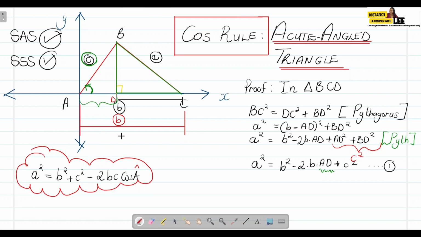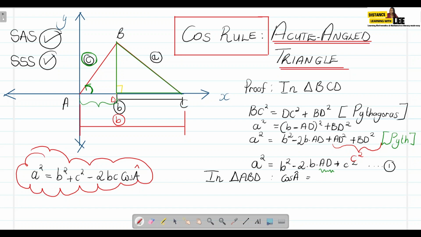Right? And that will help us to determine the length of our side AD. So we need to state that in triangle ABD, cos of our angle A, what is cos, guys? We know that we can use our trig ratios in triangle ABD because we have a right angle triangle. So we can use SOHCAHTOA to determine the length of this unknown side AD.